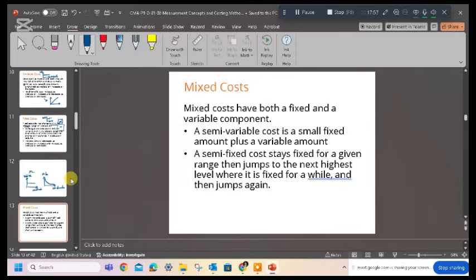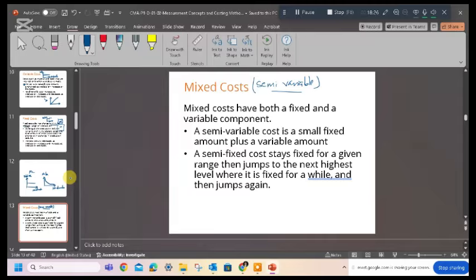Mixed costs have both fixed and variable components. A semi-variable cost is a small fixed amount plus a variable amount. A semi-fixed cost stays fixed for a given range, then jumps to the next highest level where it is fixed for a while. Semi-variable is another name for mixed cost. Semi-variable cost is a small fixed amount plus a variable amount.